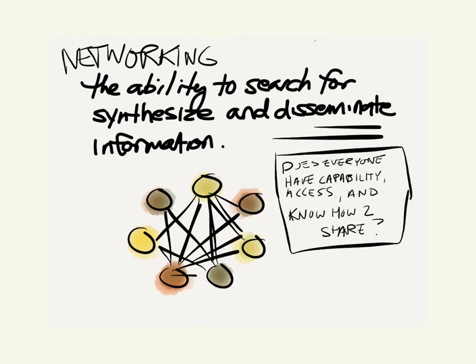Lastly, we could talk about networking. Networking describes the ability to search for, synthesize, and disseminate information. So we talk about the many different sites that we go to. One might be Teachers Teaching Teachers. One might be Digital Is. One might be the Connected Learning website. One might be connectedlearning.tv. One might be TED Talks. Like how these things interconnect in different ways to add to the conversation.